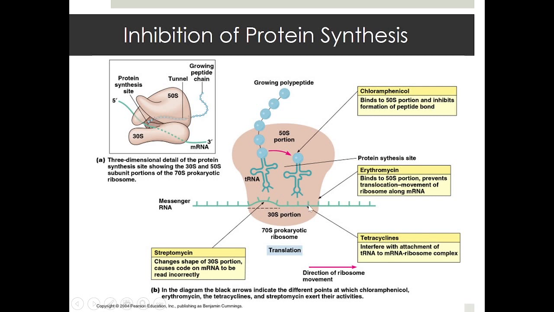No codon recognition. Erythromycin is going to bind to the 50S portion, so the large portion, and will prevent translocation, which will stop the ribosome from being able to move down the mRNA. Or even chloramphenicol, which will bind again to the 50S portion, but will inhibit the formation of the peptide bond. So we're not going to have the chain transferred well to the new amino acid. Any one of these medications is considered something that will inhibit the big picture of protein synthesis, but the mechanisms in which they do it are all different.